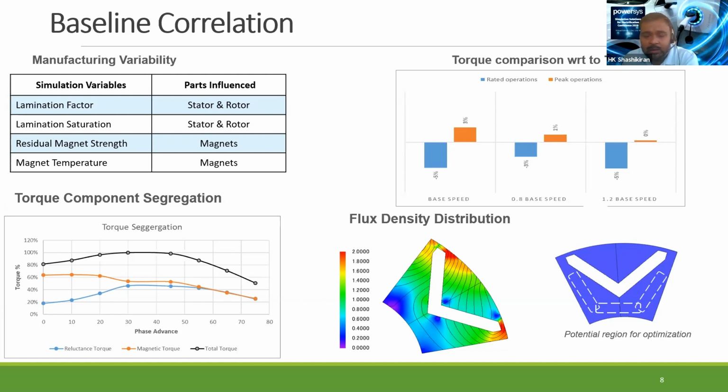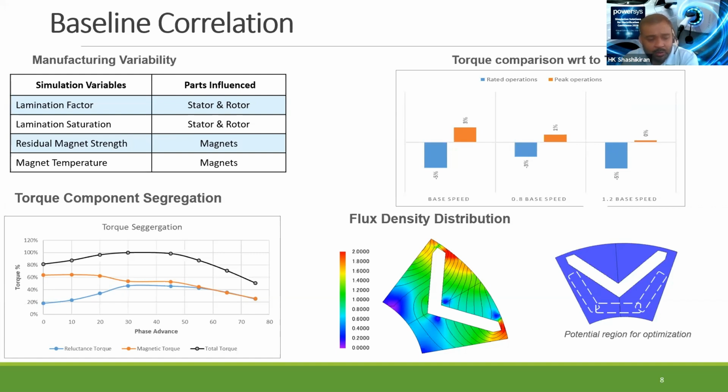On the top right, we have that comparison of torque with test. The blue indicates the rated operation, and the orange or green indicates the peak operations. If you look at the base speed, we are within 5% for both rated and peak operations. For higher speeds, we are close to 3%. So I think we are good with the manufacturing variability that we're considering and with the test data. Our baseline model is pretty well correlated and we can do optimization on the baseline as of now.